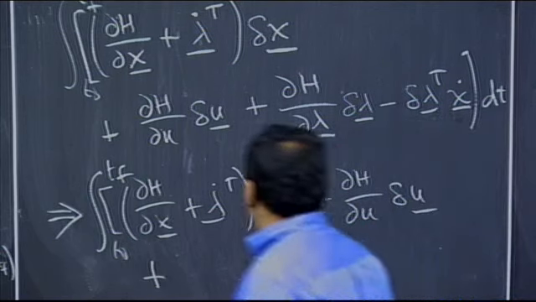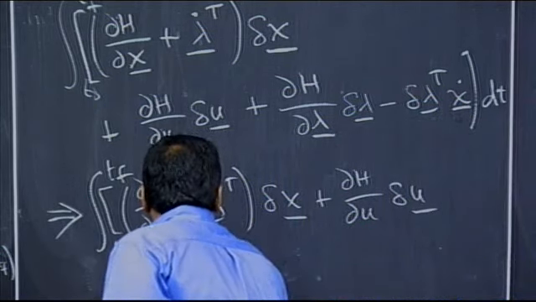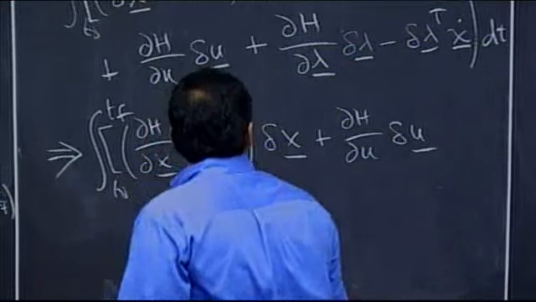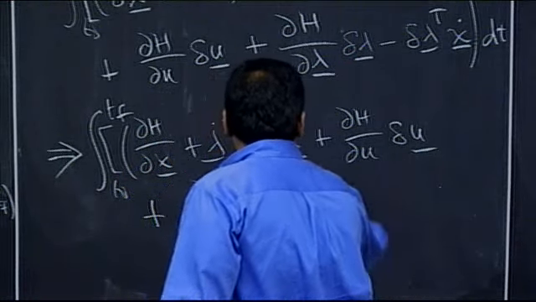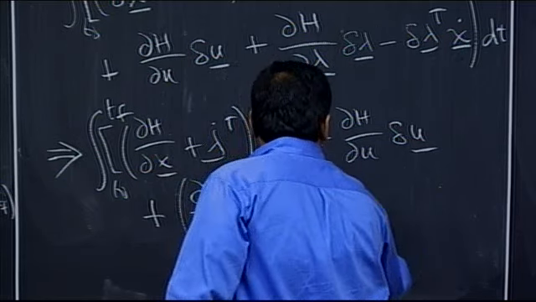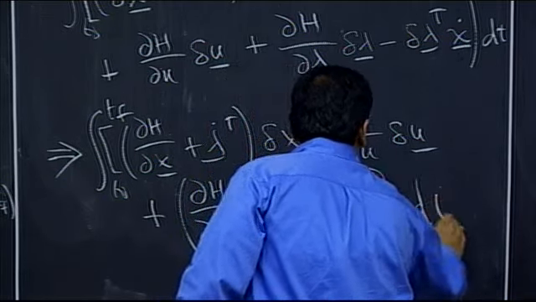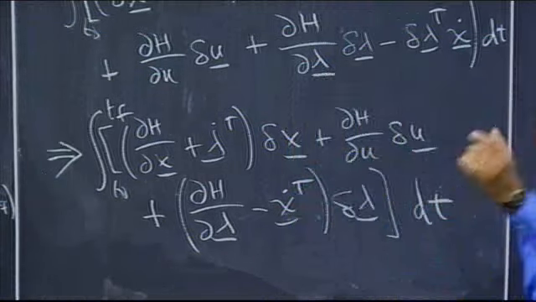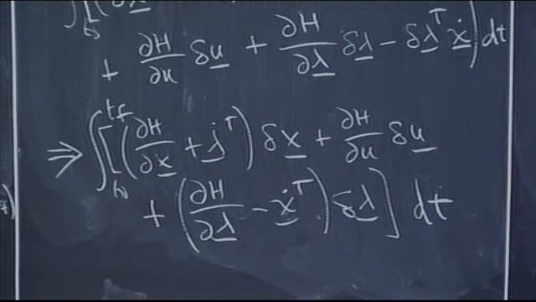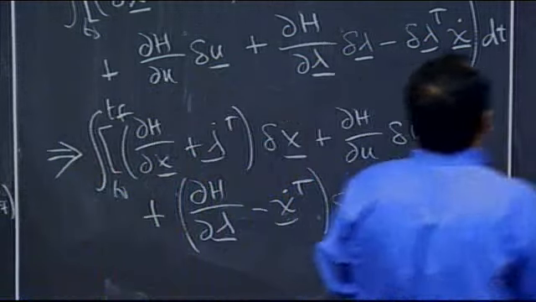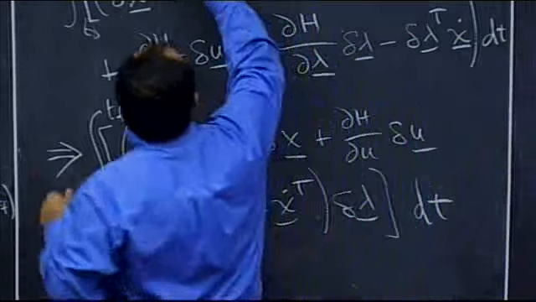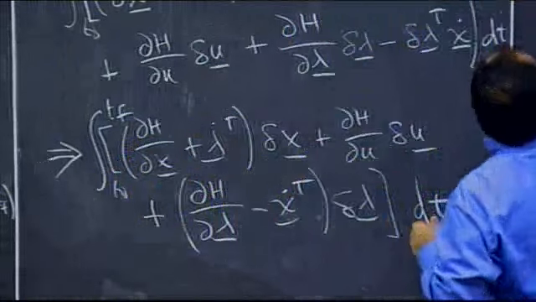So I can flip these, and I get the partial of h with respect to lambda, and then I get minus x dot transpose, this whole thing, times the variation in lambda dt. That takes care of all the terms outside the integral. That make sense? Okay, now that's all the terms outside the integral. Now let's look at the terms inside the integral.